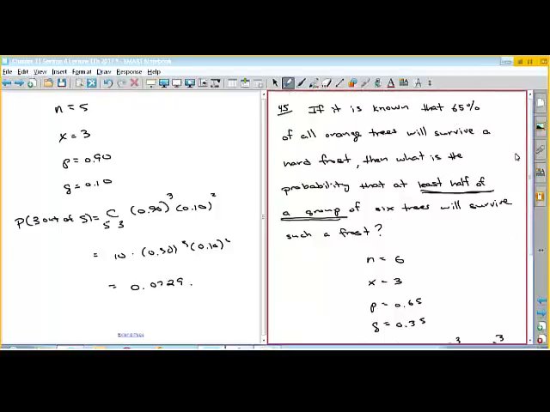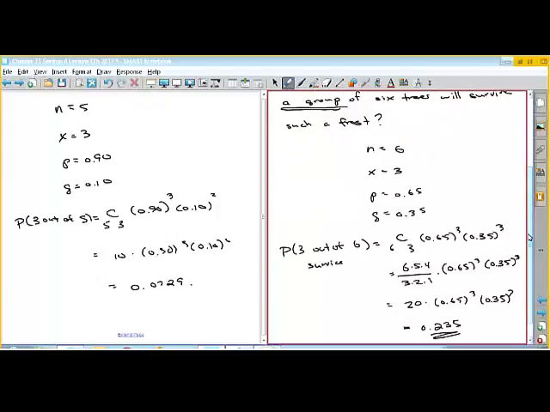That's based on the average of 65. So again, the most likely would be 0.65 times 6, which is about 4 probably, right? You take the probability of success times the total number of trials. The most likely outcome is 3.9, which would be about 4 trees would survive.